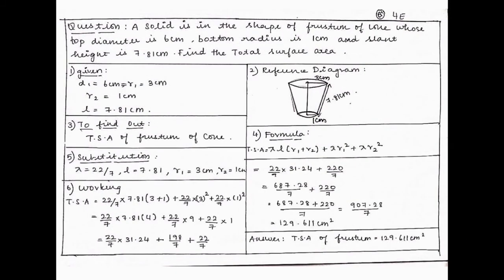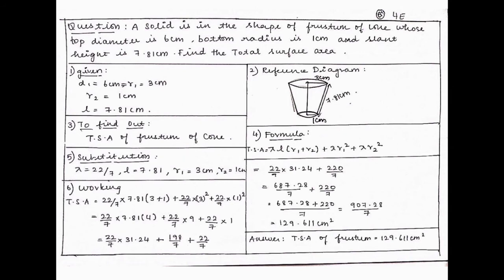Now let's see another example as I given in MPM in note 5. So the question is, a solid is in the shape of a frustum of cone whose top diameter is 6 centimeter, bottom radius is 1 centimeter and slant height is 7.81 centimeter. Now we have to find the total surface area. So first we should write the given.